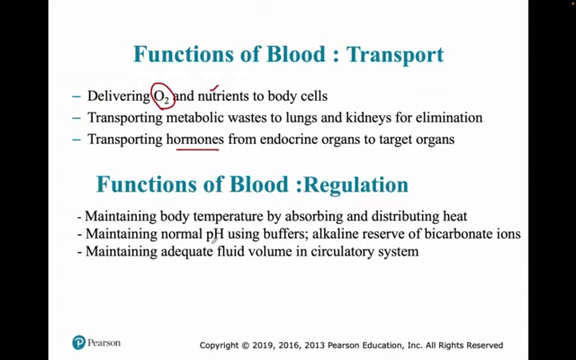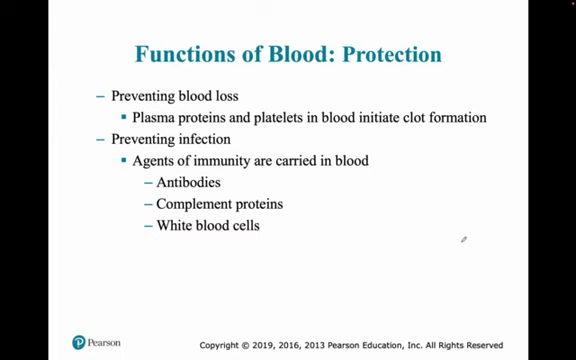It maintains the normal pH of our body, right? Blood has a specific pH, and that is the pH of our body that is required for us to sustain. It uses an alkaline reserve of bicarbonate ions, right? So bicarbonate ions really buffer the system. We cannot survive in too acidic a condition of our blood, nor too basic a condition. And then it also provides adequate fluid volume in our body.